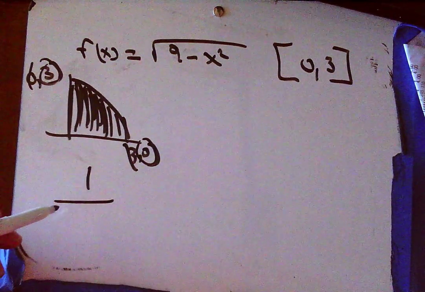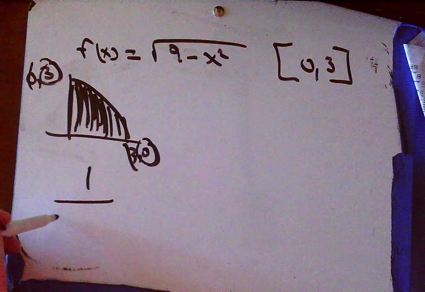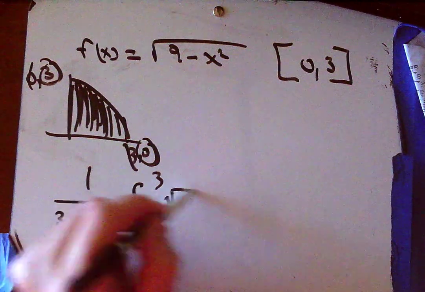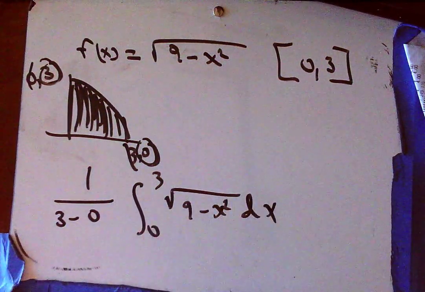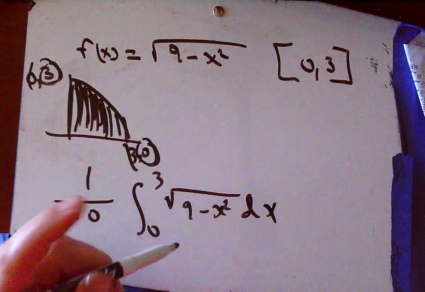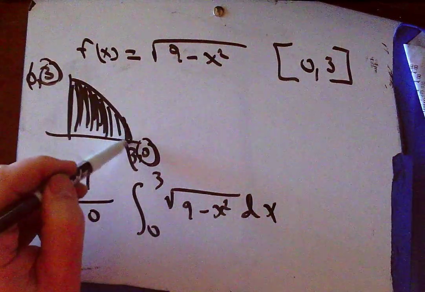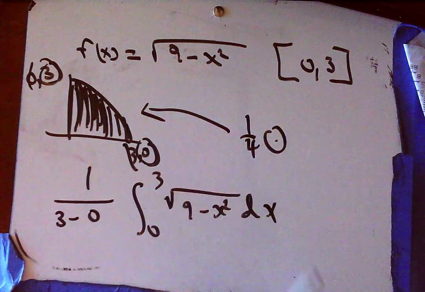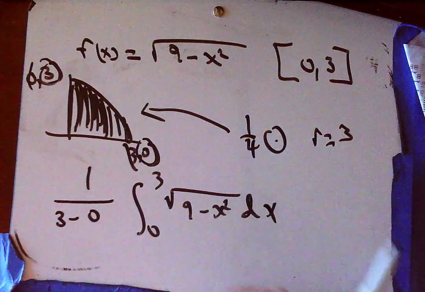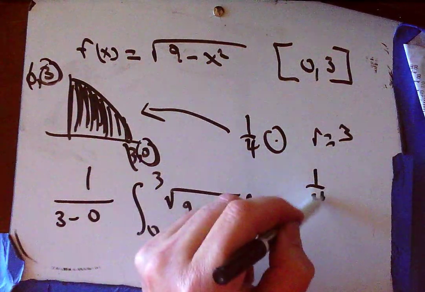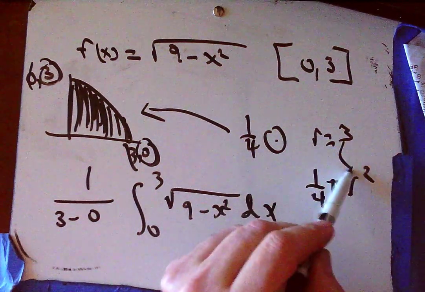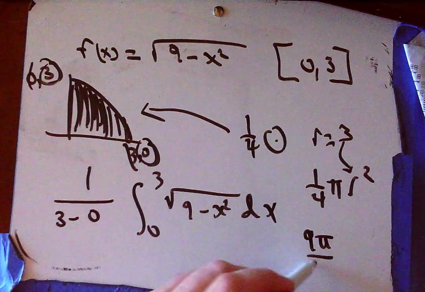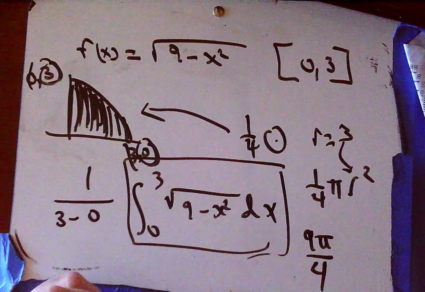This is going to be 1 over b minus a, integral 0 to 3 of square root 9 minus x squared dx. But I don't know how to integrate that. That's right, you don't. But you can appeal to the geometry of the situation and say that this is 1/4 of the area of the circle whose radius is 3. So if I do 1/4 pi r squared, and I plug in 3 there, 3 squared is 9, I get 9 pi over 4 as the value of this integral.